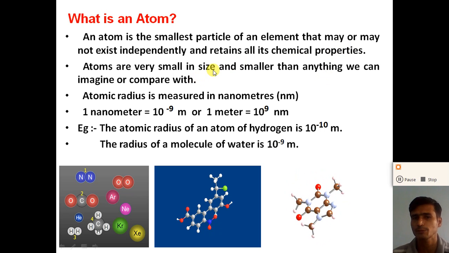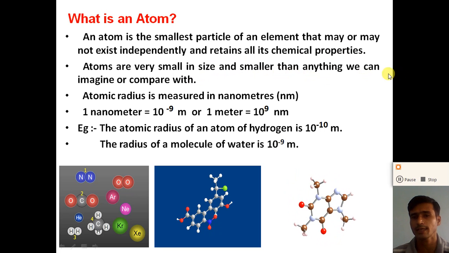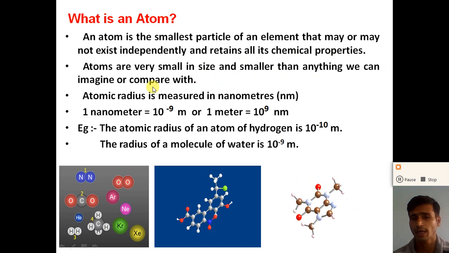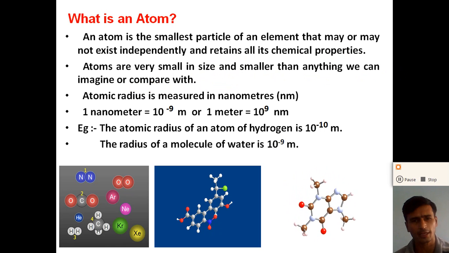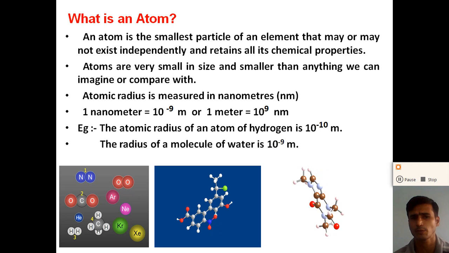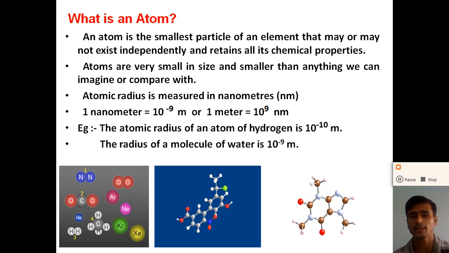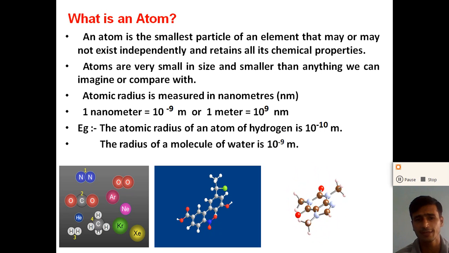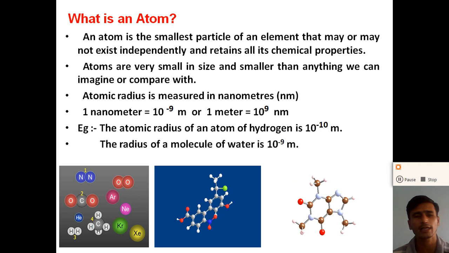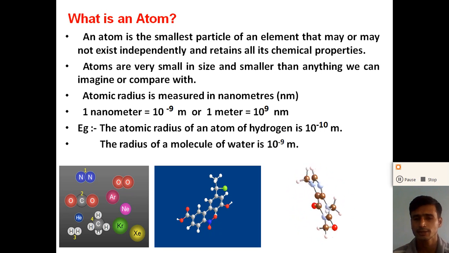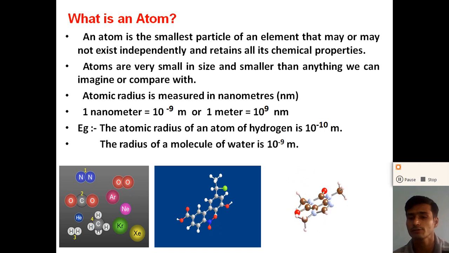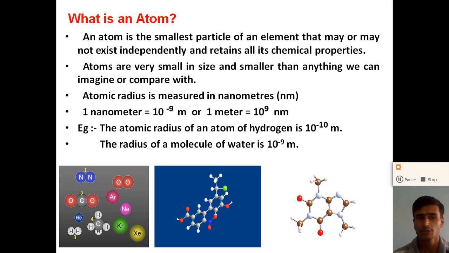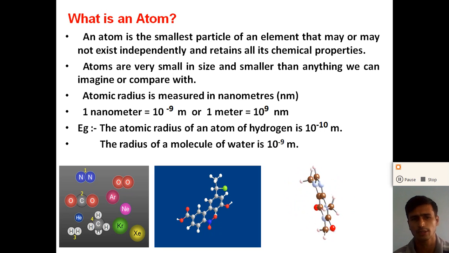Atoms are very small in size, smaller than anything we can imagine and compare with. An atom is a very tiny particle, smaller than anything we can imagine. If we keep dividing any matter, we get the smallest particle of the matter, and this smallest particle is also made up of atoms. So the atom is very small in size.